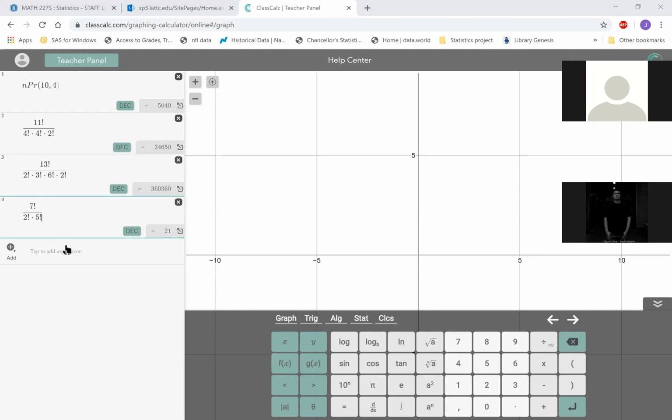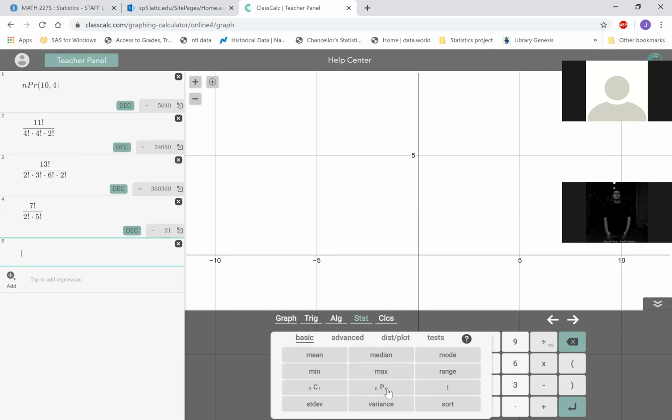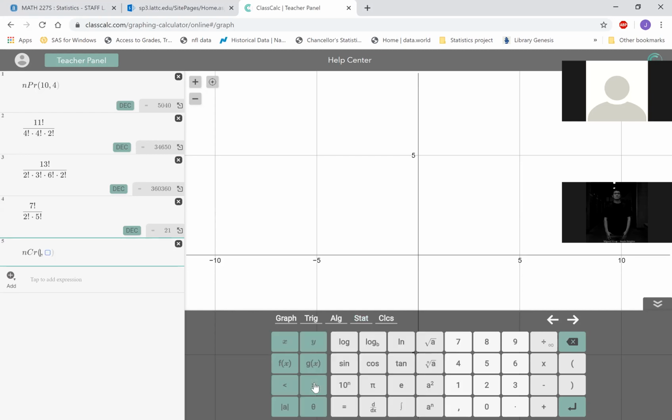Also, in this one, it does have an option for you to do it. If you go to stats, if you look right here where it says nPr, to the left of it, it says nCr. So if you put nCr, you can put 7, 5, and it'll give you 21. Should be nice and easy. Once you're able to identify if it's a combination or permutation, there is literally no math to it. You're going to let ClassCalc or your TI-83 or 84 do the work for you. But any question for that first example?